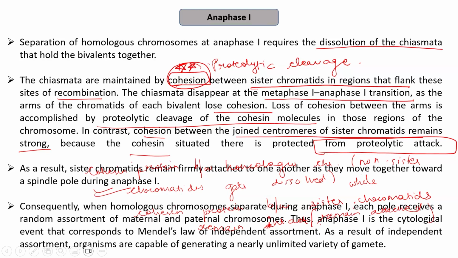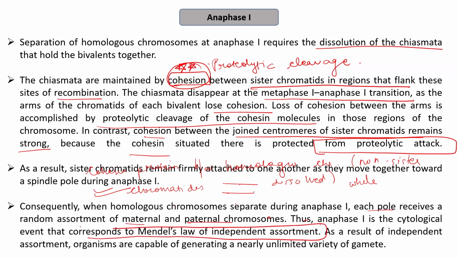So consequently, when homologous chromosomes separate during anaphase 1, each pole receives a random assortment of maternal and paternal chromosomes. As I mentioned, it is not like the paternal chromosomes will attach at the same pole and the maternal will attach at the other pole. This cytological event corresponds to Mendel's law of independent assortment. This is very important. Mendel's law of independent assortment can be easily seen in anaphase 1 of the cell cycle. As a result of independent assortment, organisms are capable of generating a nearly unlimited variety of gametes that may have some combinations of paternal chromosomes, some combinations of maternal chromosomes, etc.